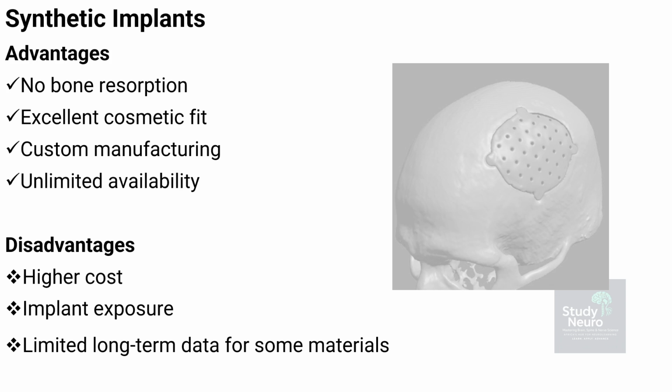Synthetic implants provide an alternative when the patient's own bone is unavailable or unsuitable for reconstruction. Materials such as titanium, polymethylmethacrylate, and polyether ether ketone do not undergo bone resorption, can be manufactured to match the patient's anatomy precisely, and are readily available for a wide range of cranial defects. These features make them attractive options.